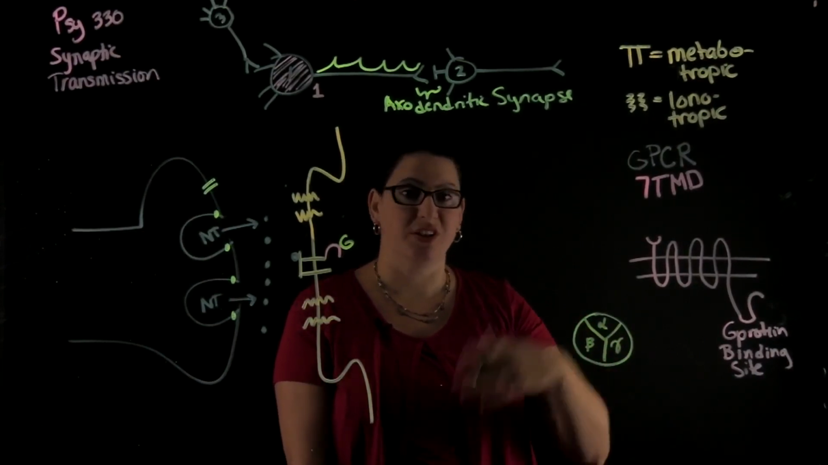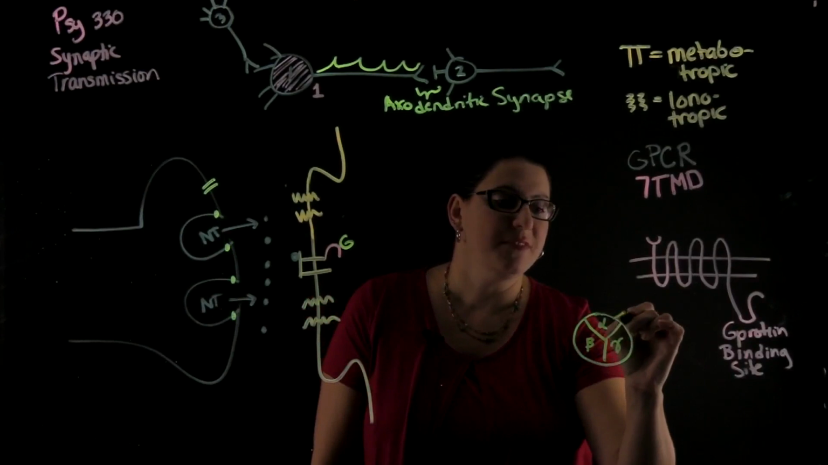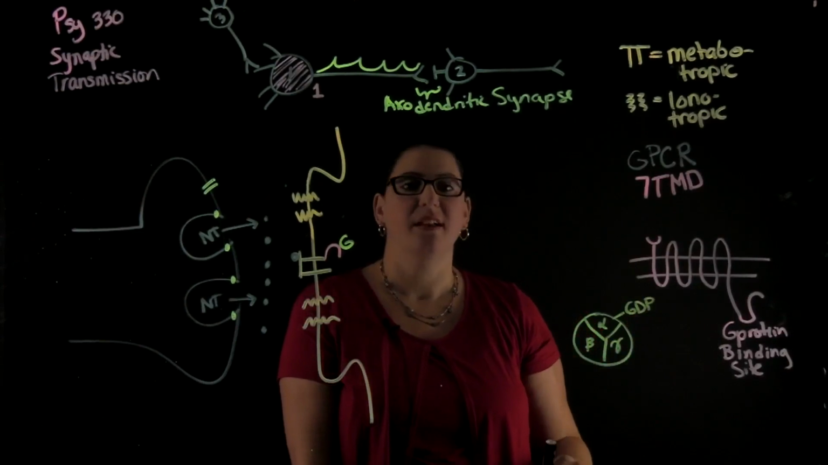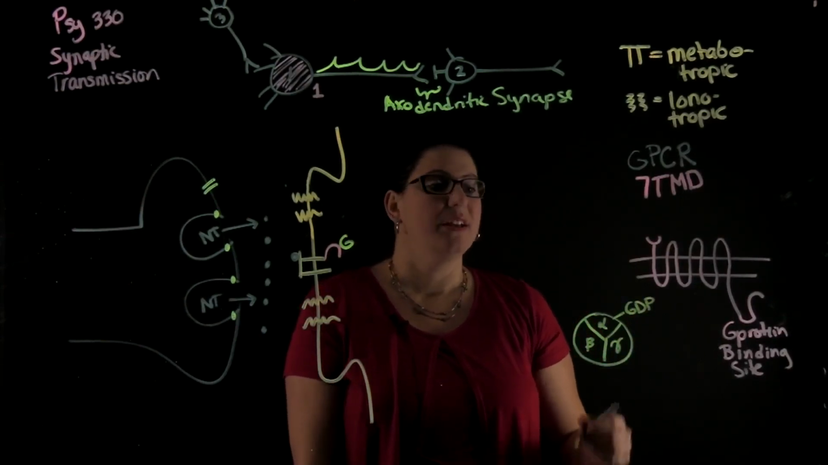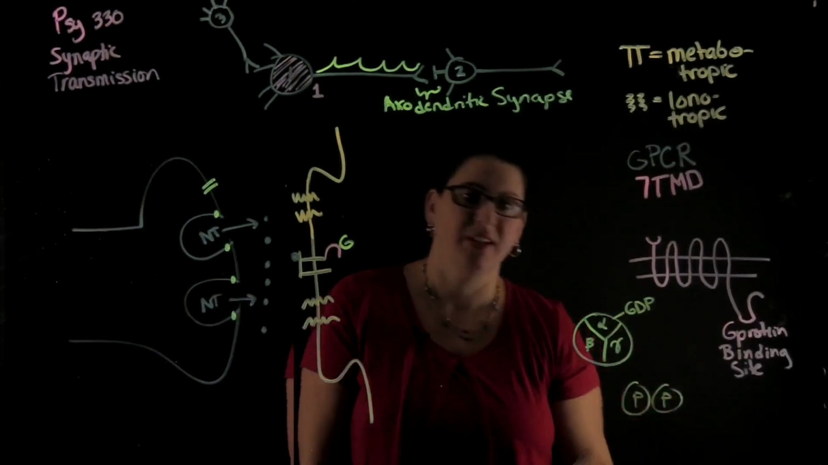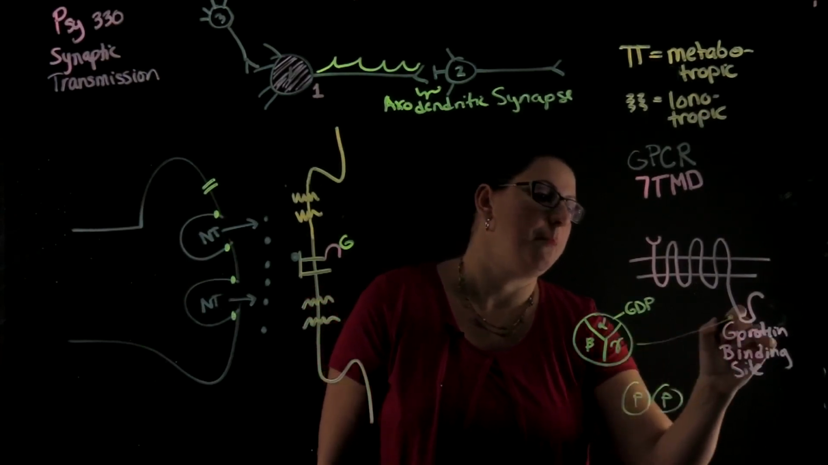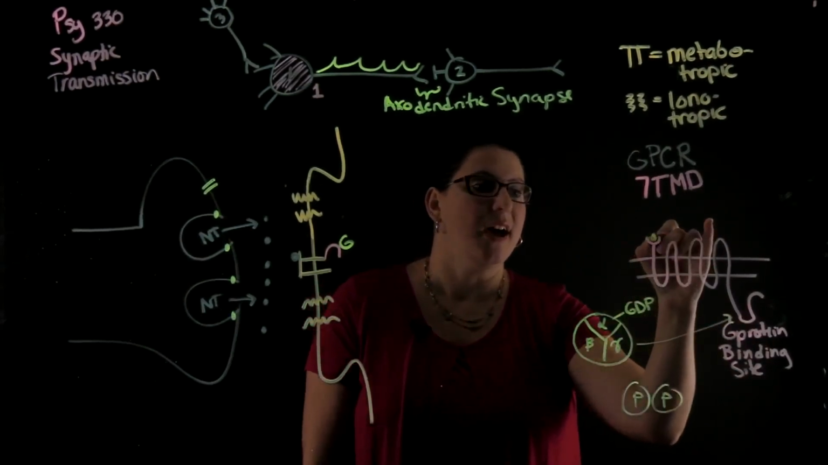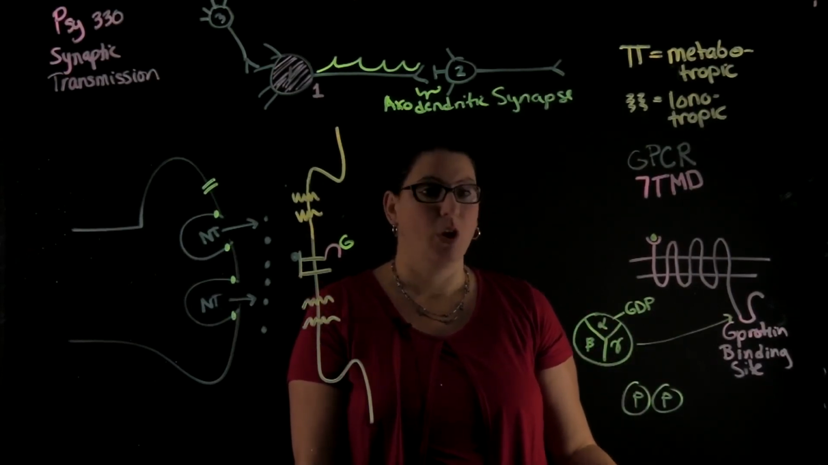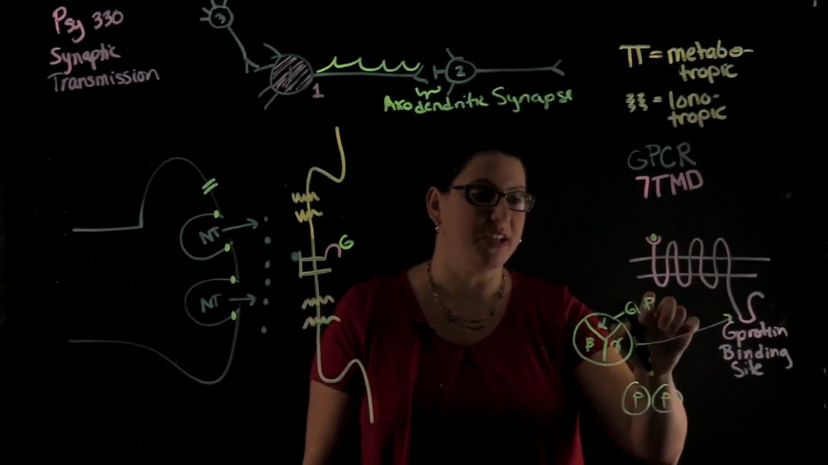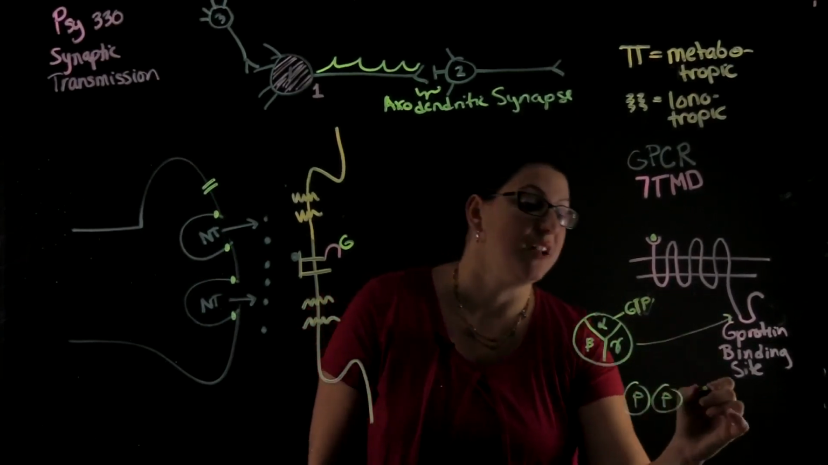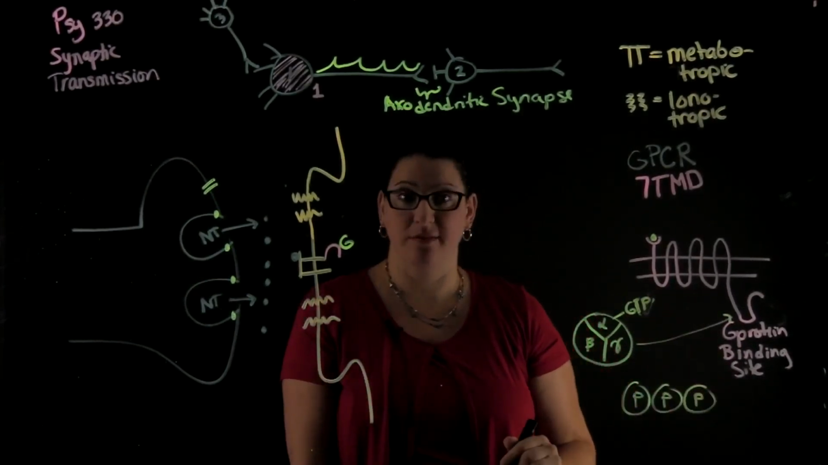When the G protein is just hanging out in the cell, the alpha subunit has a GDP attached to it. That's guanine diphosphate. Now, that DP means that it has 2 phosphate groups. When the G protein binds to the G protein binding site on the activated receptor, the G protein itself is activated. What that means is that the GDP is replaced with GTP. That means another phosphate group gets added to it.